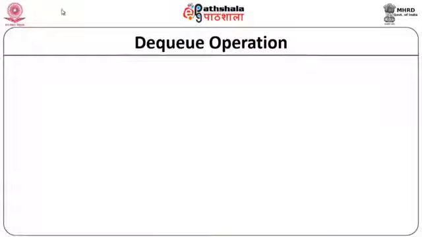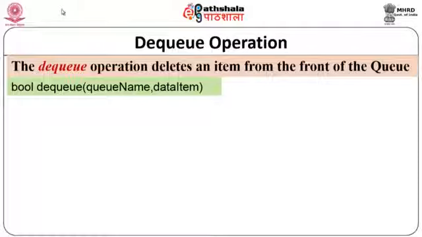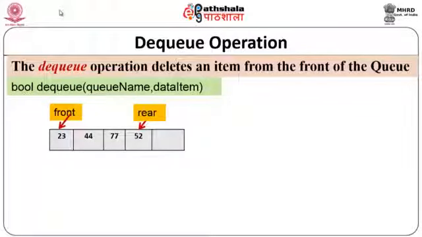Now, let us similarly define the DQ operation. The DQ operation deletes an element, and the only place from which it can delete is the front of the queue. That is fixed, as before, where we can insert only at the rear. Again, we are defining it as a boolean operation, though not necessary as I told you before. This boolean operation will give a true if deletion is possible, otherwise it will give a false value. When you call DQ, you give the queue name on which you want to do this operation, and the data item will contain the element that has been deleted. You need not define it like this.